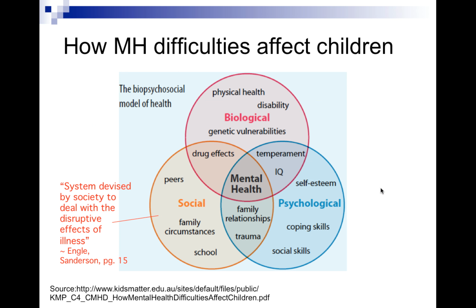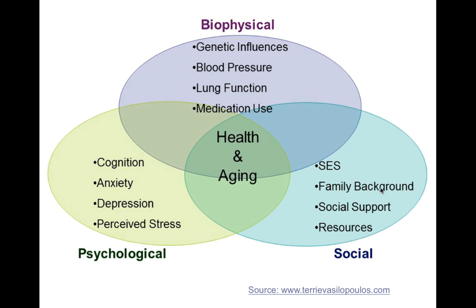Here's an example of how the biopsychosocial model can be applied to mental health difficulties that might impact children. Notice the overlap across the biological, psychological, and social aspects. For example, the effects of drugs and medication are aspects of all biology, social, and psychological health. Another example of the biopsychosocial model is its application to health and aging.